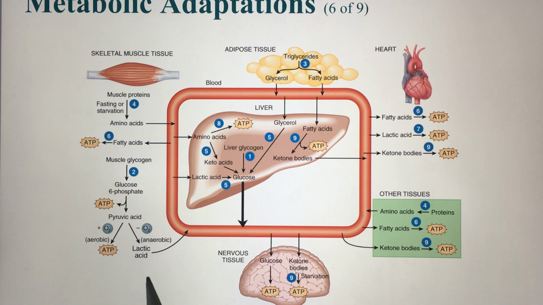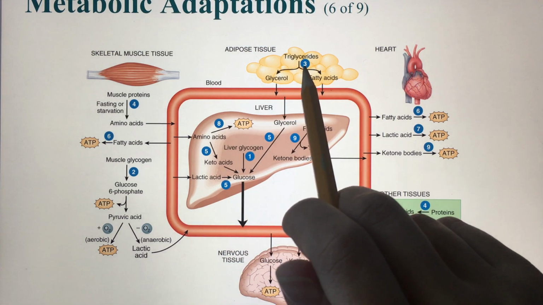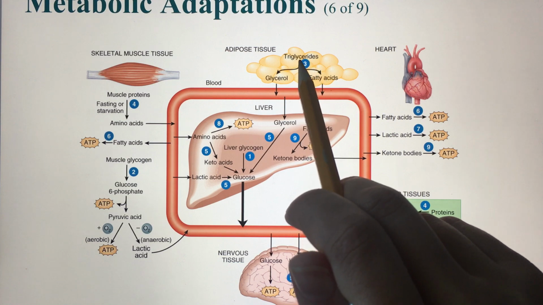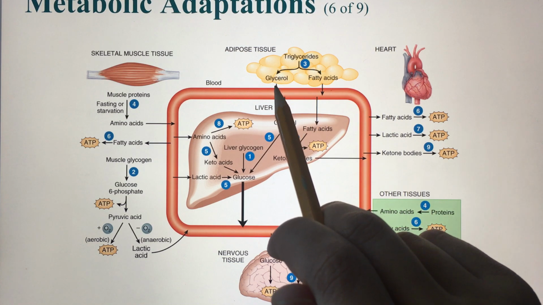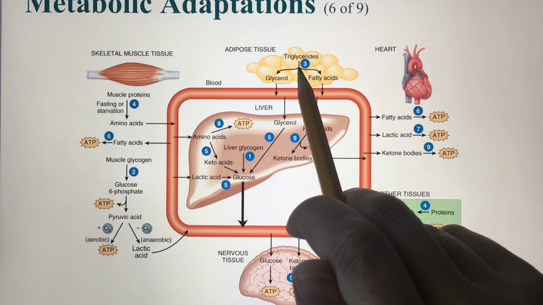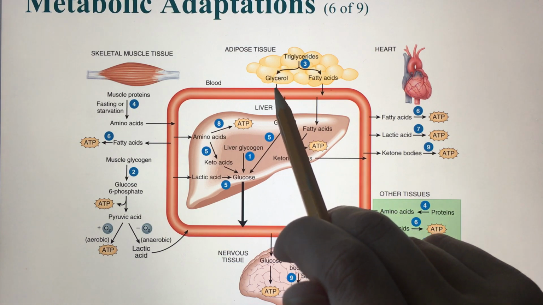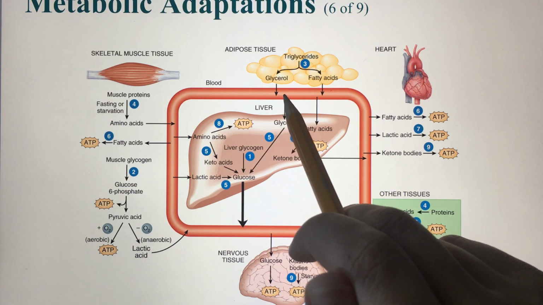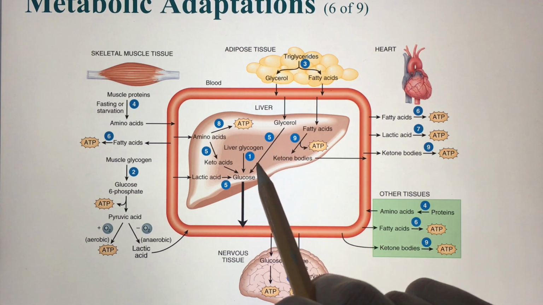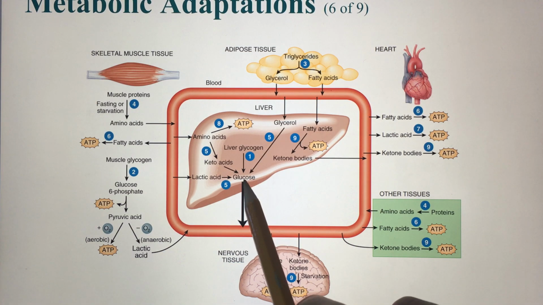Okay. Number three, the fat in the fat tissue, the triglycerides. The triglycerides will be split into glycerol and fatty acids through the process of lipolysis. The glycerol will travel into the bloodstream and be delivered to the liver. In the liver, the glycerol will be converted to glucose through the process of gluconeogenesis. That glucose will be used by the brain cells to make energy.